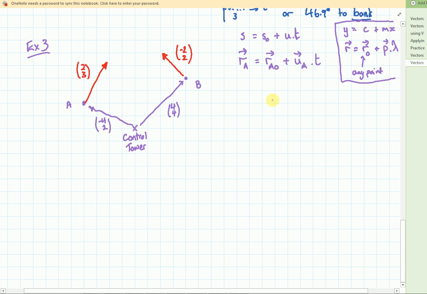Let's drop the things in for A then. So A, and I'm going to leave this in column form. It's -4,2 plus its velocity vector, which is 2,3, and times it by time. And that will give me the position of A as a vector. So we get an x coordinate and a y coordinate.